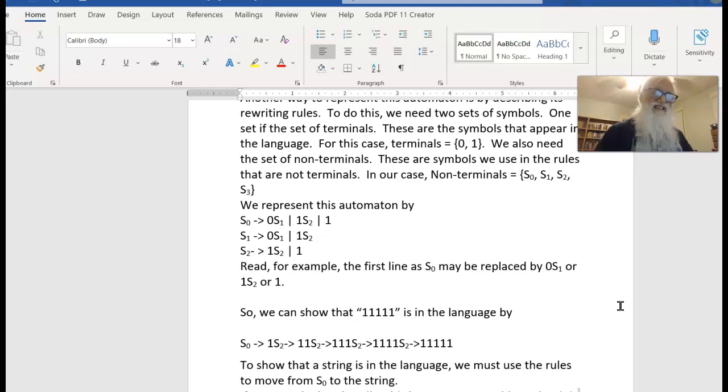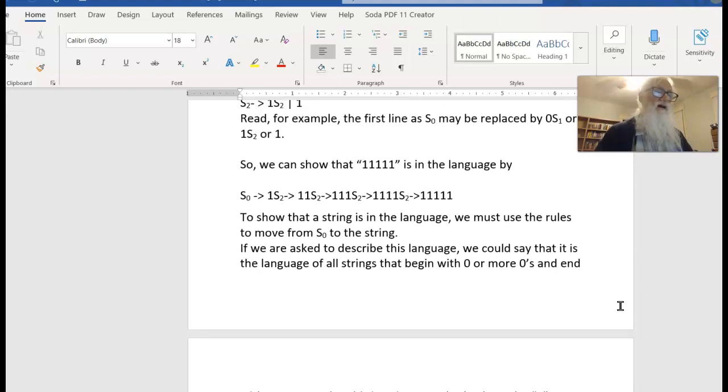To say that something is acceptable or is in the language, or if it were a computer language, to say that it is a correctly written statement, means that we can get from the start symbol to all terminals and use up everything that came in. Now, if you were asked to describe this language, well, let's see.